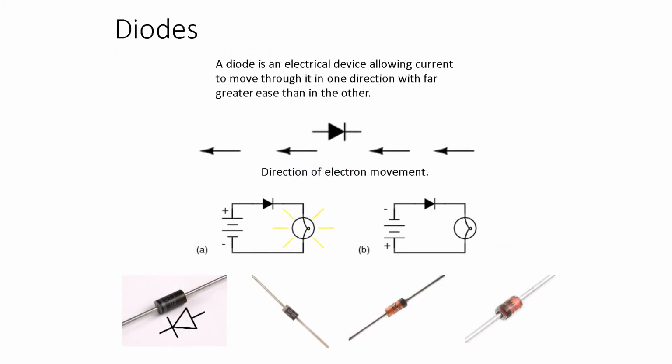So another important electrical component that we have is called the diode. The technical term for it: it's an electrical device allowing current to move through one direction with far greater ease than the other. The way I like to think of a diode is that it is a one-way resistor. That's not the complete technical definition, there's a lot more going on there, but as an easy definition, a diode only allows current to flow in one direction, and when it does, there's a resistance of that diode.